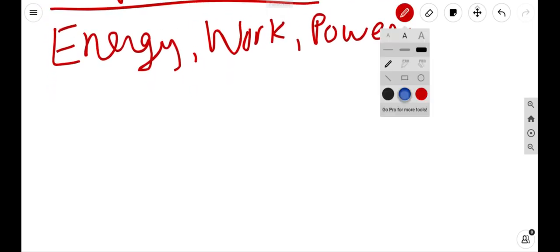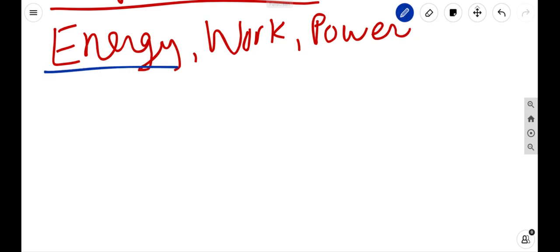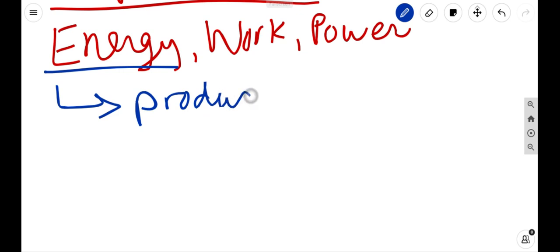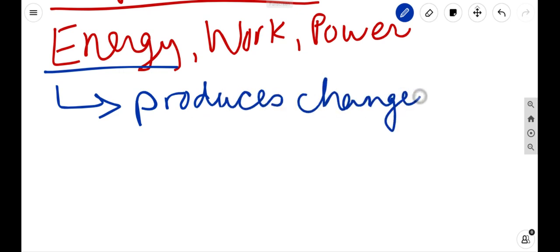The first topic that we're going to cover is energy. Energy is when something produces a change in the environment. All right, so it produces a change in the environment somehow with whatever system it's working in.